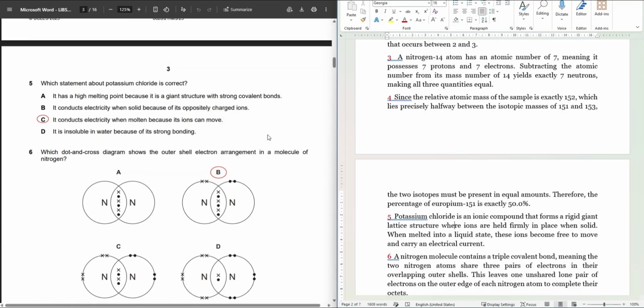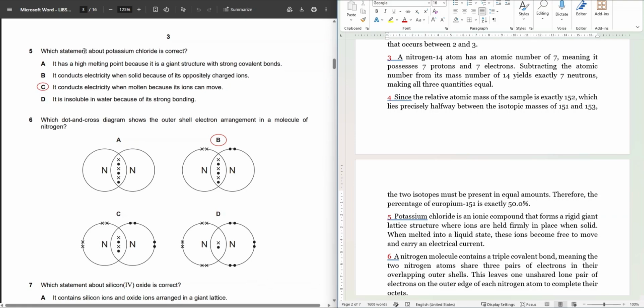Now let's move on to question number 5. It says, which statement about potassium chloride is correct? Option A: it has a high melting point because it is a giant structure with strong covalent bonds. Option B: it conducts electricity when solid because of its oppositely charged ions. Option C: it conducts electricity when molten because its ions can move. And option D: it is insoluble in water because of its strong bonding. Our correct answer is C, it conducts electricity when molten because its ions can move.